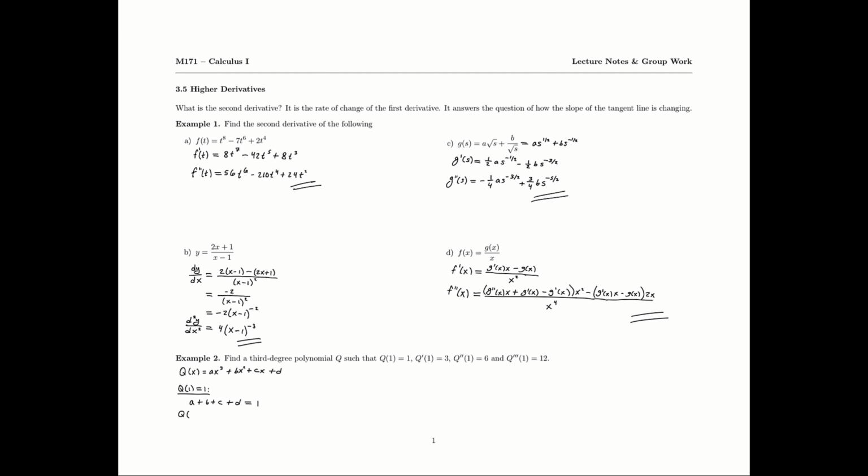So we'll just move on to q prime of 1 equals 3, the next piece of data. So the slope of the tangent line at x equals 1 to the graph of q is a slope of 3. So what we'll do is we'll first take a derivative to get q prime of x, which would be 3ax squared plus 2bx plus c. And then we'll go ahead and plug in 1 to get 3a plus 2b plus c. And we know that this has to equal 3.